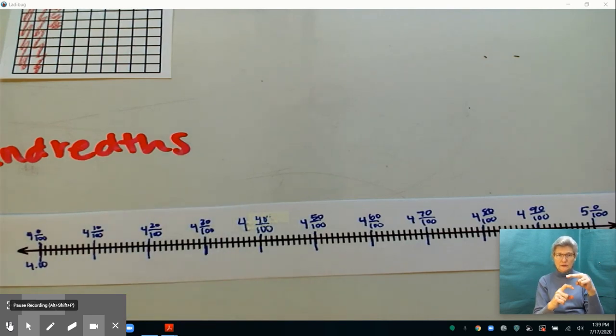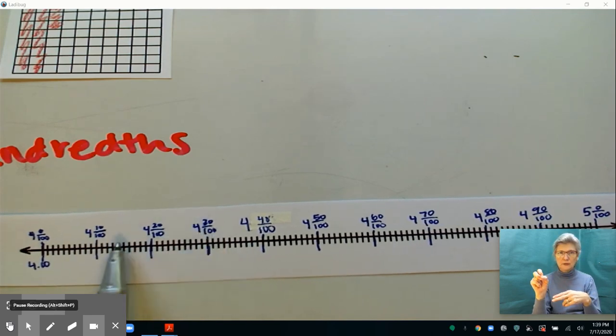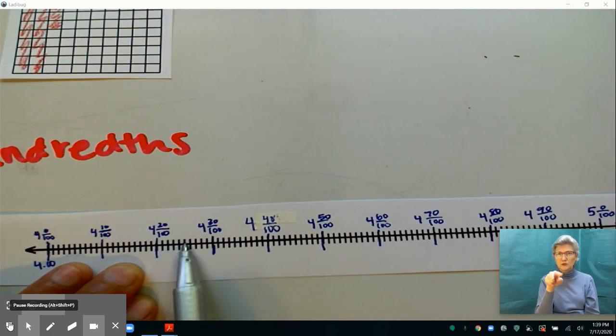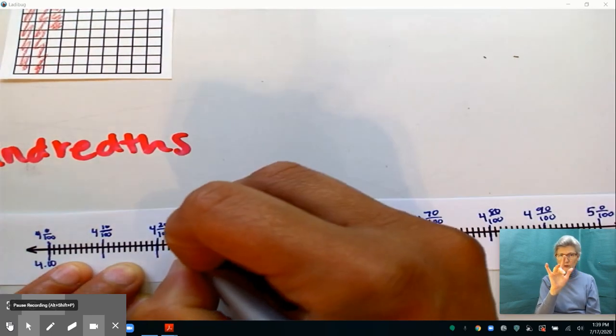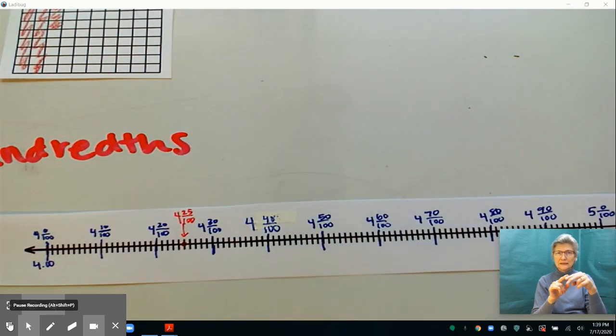So I'm going to identify where I would write my mixed number 4 and 25/100ths. I know that 25 is in between 20 and 30, so it's in between 20/100ths and 30/100ths. So I'm going to find where that would be. So I have 21, 22, 23, 24, 25. So I'm going to go ahead and make my mark here. And I know that this point marks 4 and 25/100ths as a mixed number.